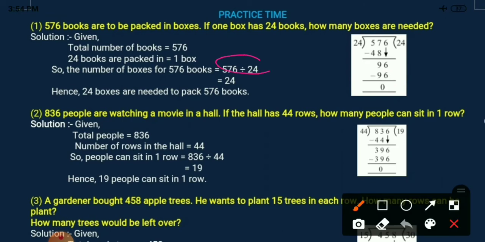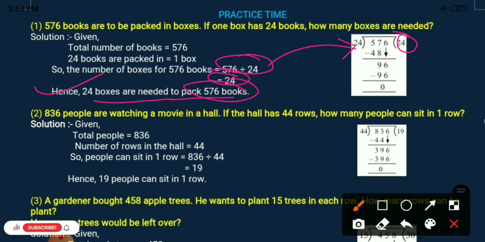So just divide the numbers. 576 divided by 24, and here is the solution. A long division is here, so you can see that the quotient is 24, so it will be our answer. So at last we will write, hence 24 boxes are needed to pack 576 books. Now come to question number 2.